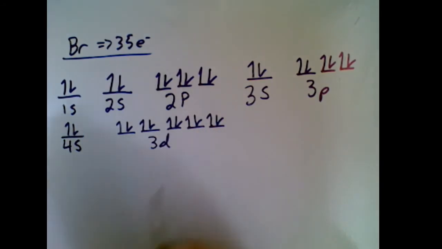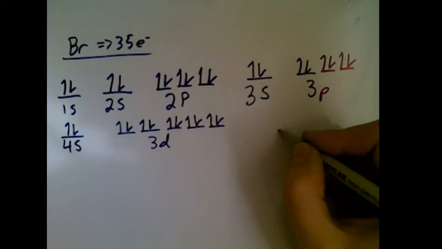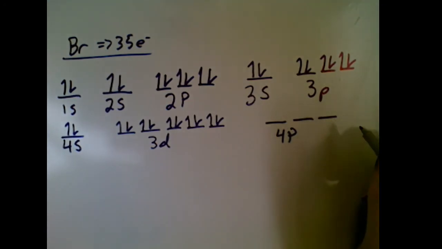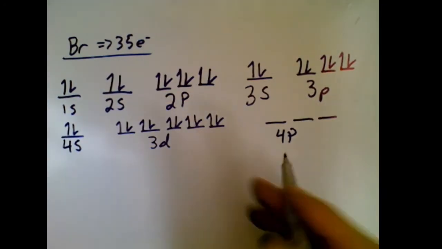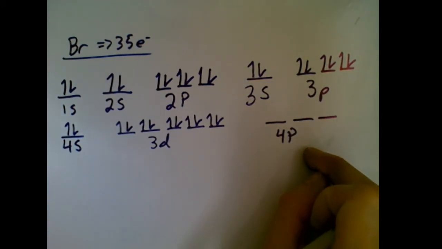What comes next? Okay, look at your periodic table. After the d orbitals are over, we're at p orbitals, and in the 4th row, so 4p. And a p orbital has 3 shapes. Now, I can tell you, I haven't even counted yet. I'm going to put 5 electrons in here.